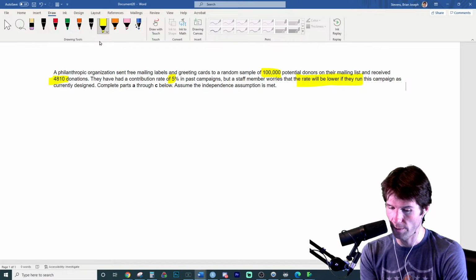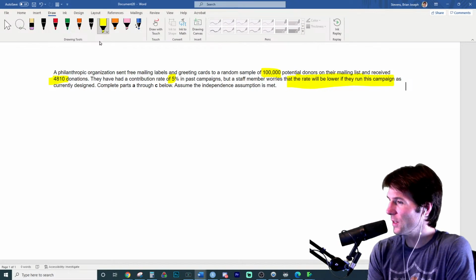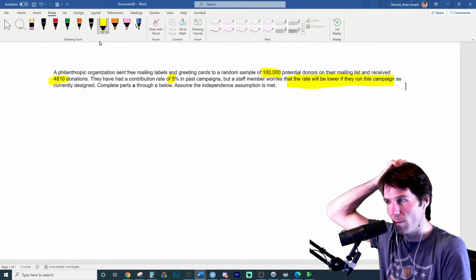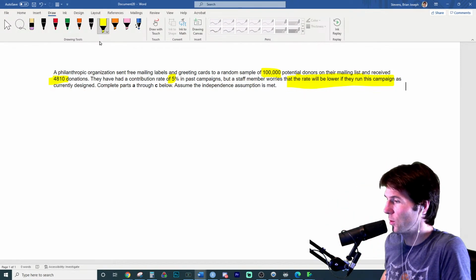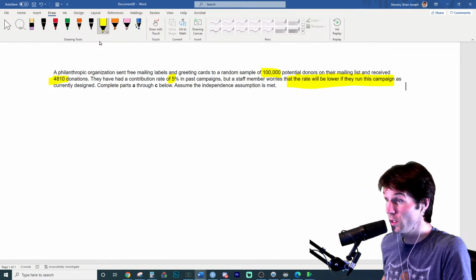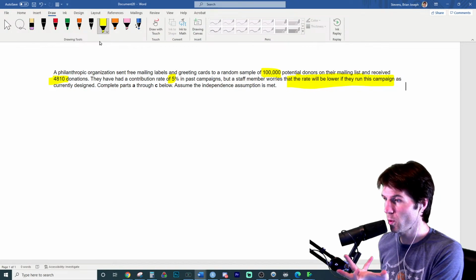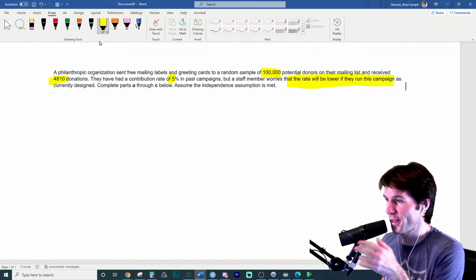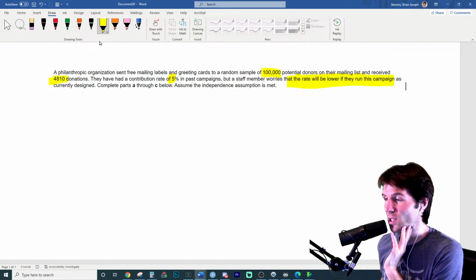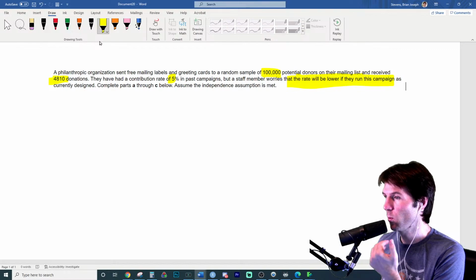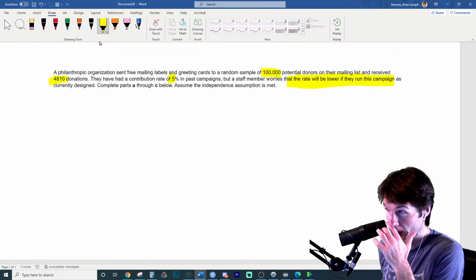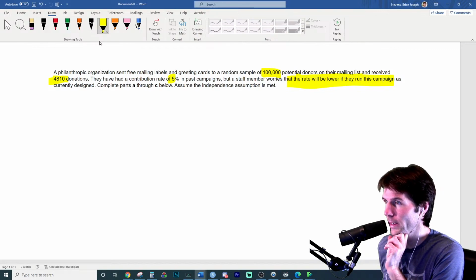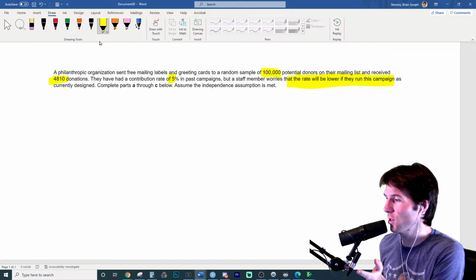So let's do this in order right here. The first thing we do is test, we write our null and alternative. Step 1 is to write your null and alternative. When we do this, we need to know the null proportion, which is what we assume things are if nothing has changed. It's a starting assumption. What is our starting assumption, that the proportion of people who would donate is equal to what?